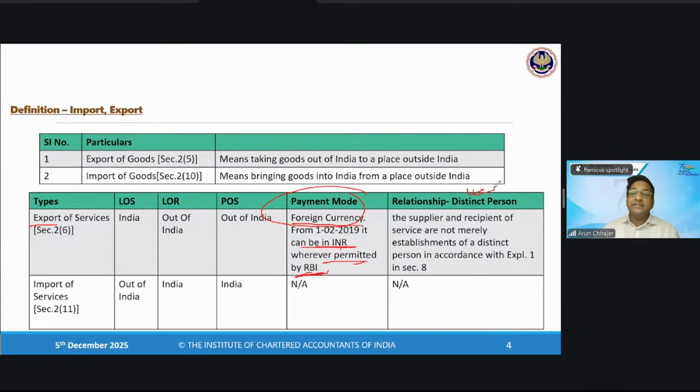And next, the relationship should be between distinct persons, meaning the supplier and the recipient are not merely establishments of a distinct person in accordance with Explanation 1 to section 8. What is the meaning of this? We will read it when I reach this point. And then there is circular 161, which clarifies certain important points regarding the holding and subsidiary, etc.